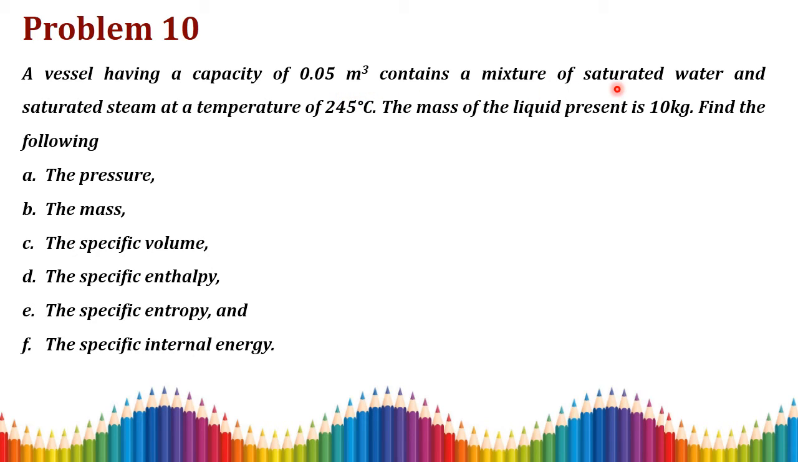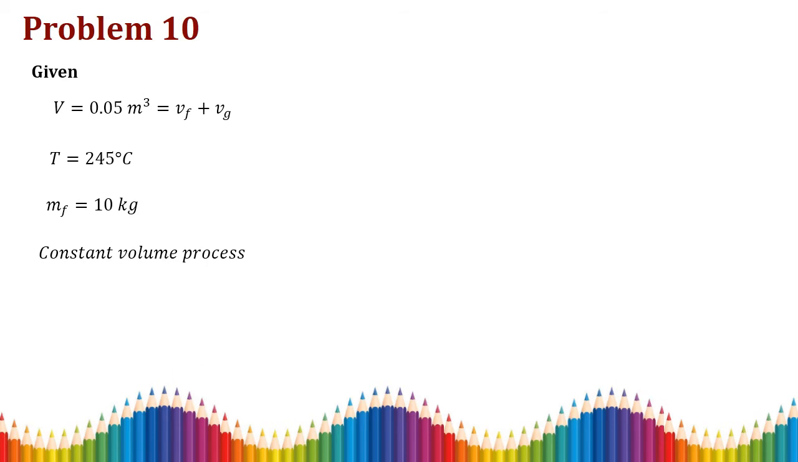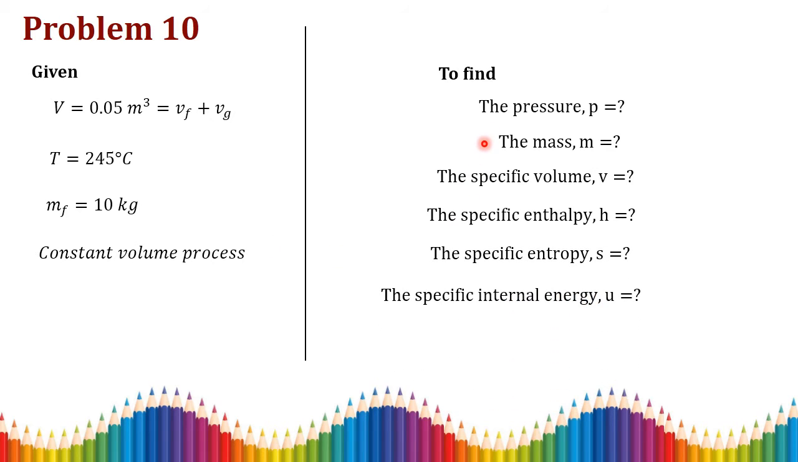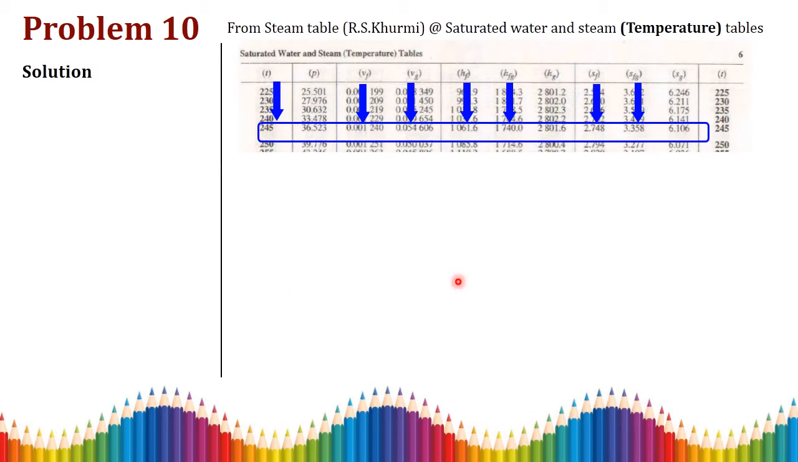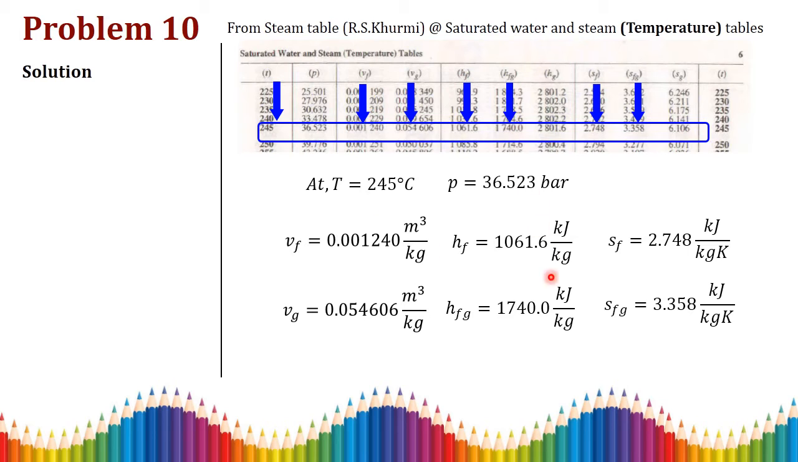It contains both the mixture of saturated water and steam, and the temperature capital T is equal to 245 degrees Celsius. The mass of the liquid present, MF, is equal to 10 kg. We need to find out the pressure, mass, specific volume, specific enthalpy, specific entropy and specific internal energy. So these are all the given conditions. From the steam table, at the temperature 245 degrees Celsius, I have taken the saturation pressure, Vf, Vg, Hf, Hfg, Sf and Sfg, all the data I have written here.